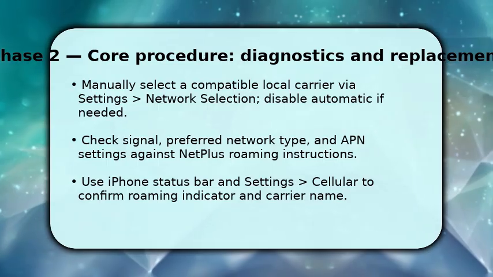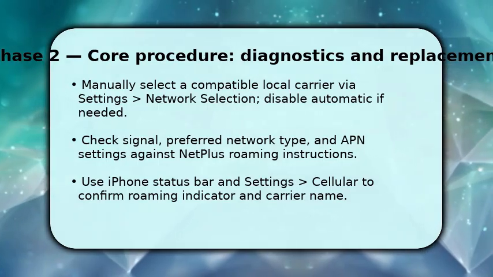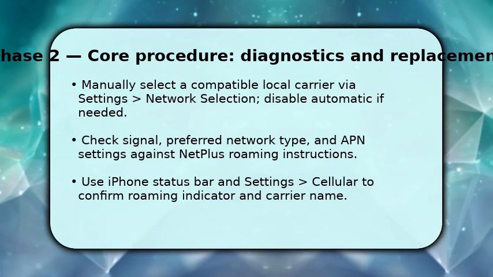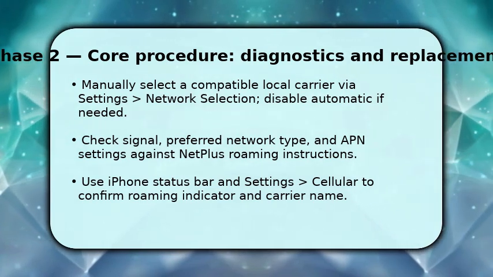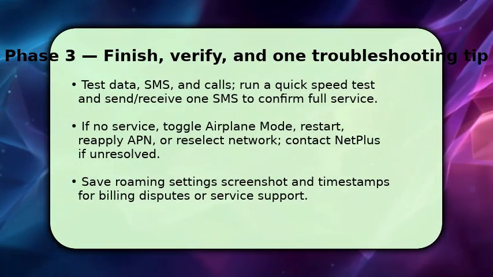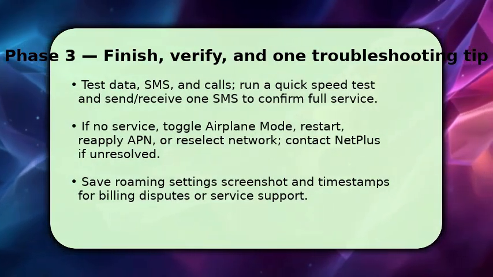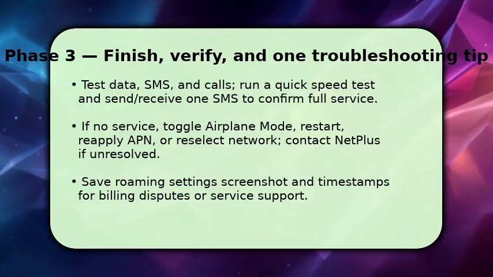Once chosen, watch the status bar. Seeing the roaming indicator and partner name means you're connected. You now finish by testing data, SMS, and calls. Open a web page, run a quick speed test, and send one SMS to confirm everything works.